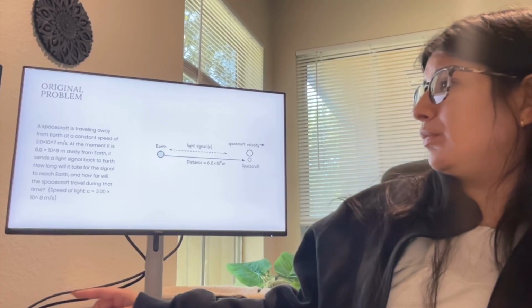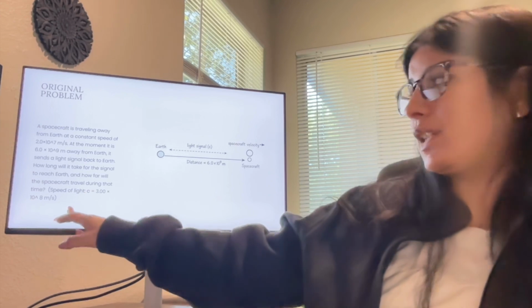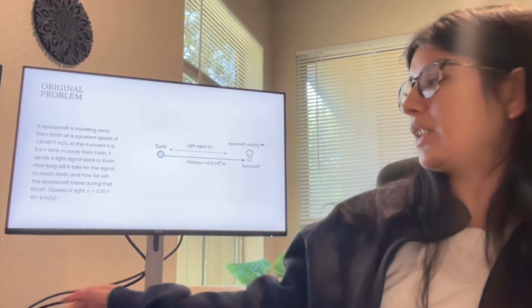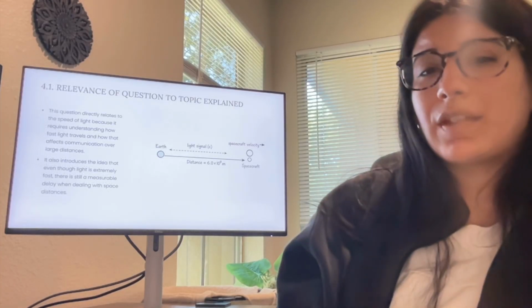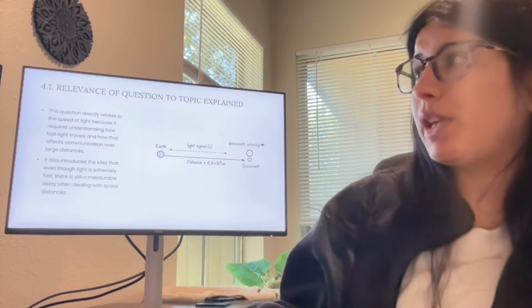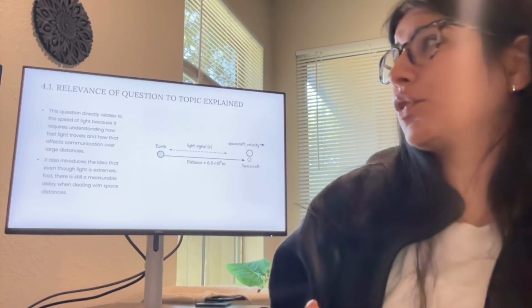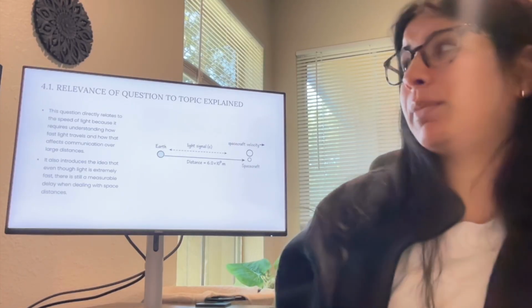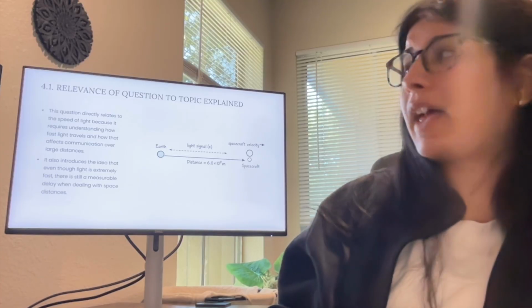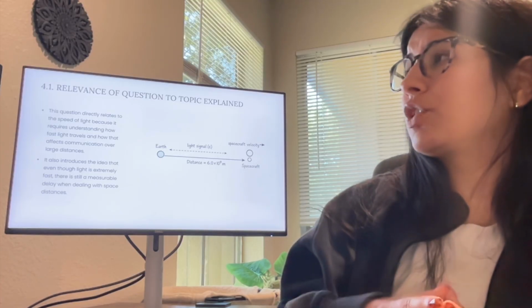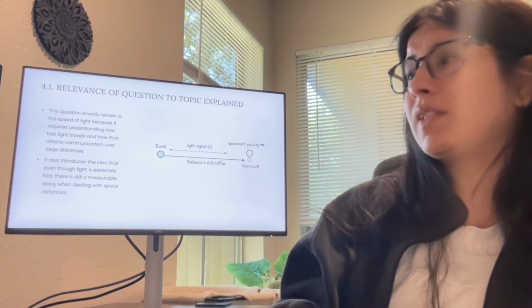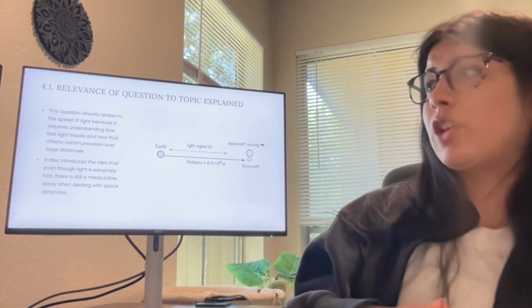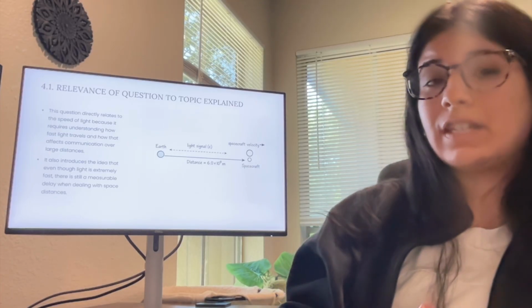So, I have here, with the speed of light, the constant is c equals 3 times 10 to the 8th power meters per second. So the relevance of the question to the topic. This question is directly related to the speed of light because it shows how fast light travels over very large distances. Even though light is extremely fast, it still takes time to travel through space. This helps us understand why communication with spacecraft is not instant.